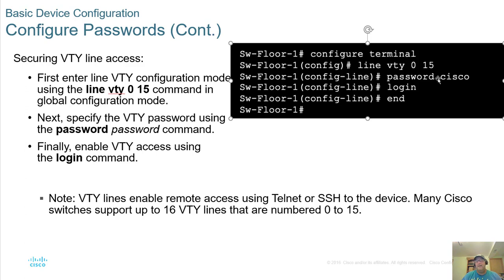So it's line VTY 0 space 15, and then enter. You're in line config. Password Cisco. Cisco's the password. And then the keyword login to enable the password prompt. Done. That's it. It's that easy.